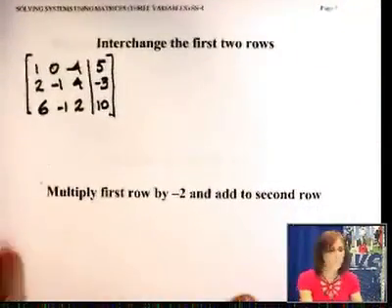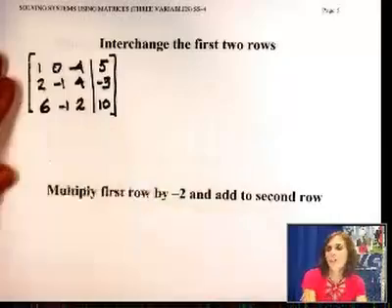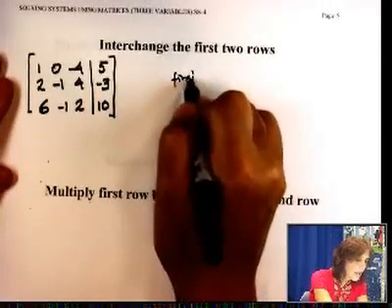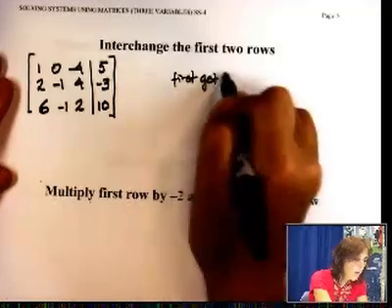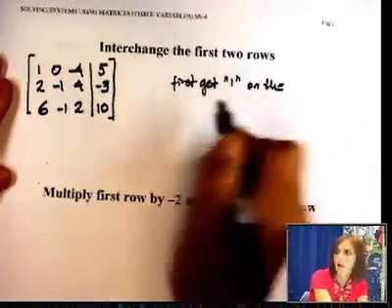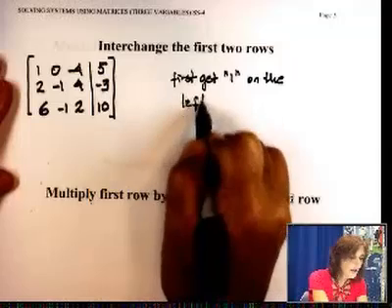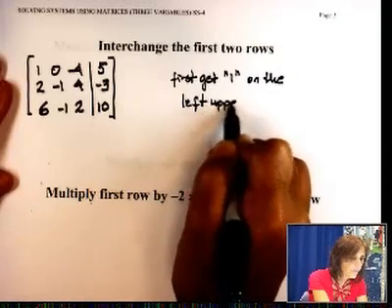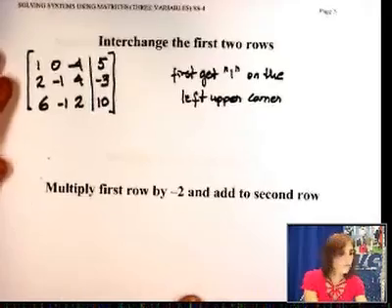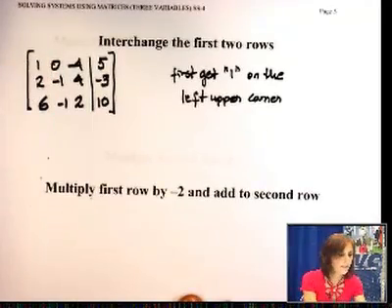Now guess what? Now I have the 1 on top. So that is the first one you do. First, get 1 in the left upper corner. That's the first one. So I was successful in doing that.